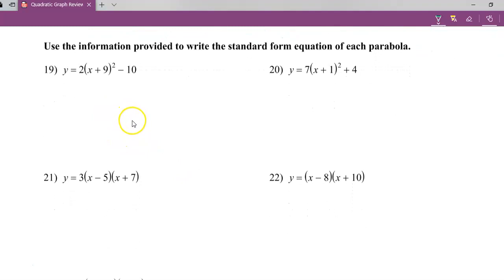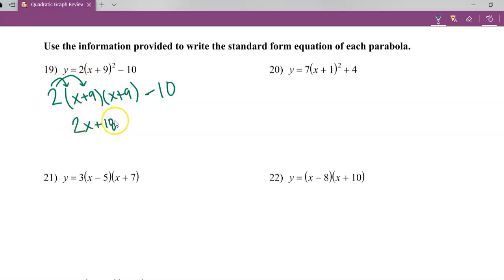All right, we're going to use the information provided to write the standard form of each parabola. Okay, so remember, to find the standard form, we're multiplying everything out. The x plus 9 squared needs to be written out as x plus 9 times x plus 9. We're going to multiply the 2 into the first set of parentheses only. And then we're going to multiply that by x plus 9 and subtract 10.